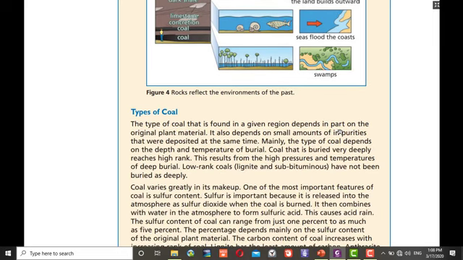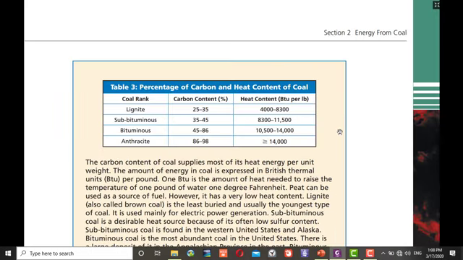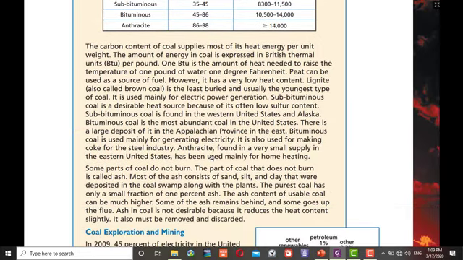Types of coal are mainly summarized in this table: lignite, subbituminous, bituminous, anthracite, with the carbon content and the heat content too. When the carbon content increases, the heat content of the coal samples increases as well. So anthracite is the purest coal in the world. It has up to 98% carbon content, and the other percentage is impurities like sulfur, and other gases were released.